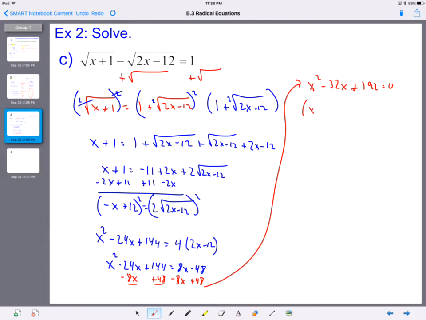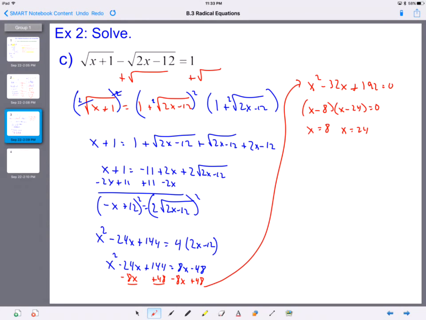So this would be x minus 8, x minus 24. And if we couldn't figure that out, we could have just done the quadratic formula or completing the square. Either way would have been fine. x is equal to 8 and x is equal to 24. So you can see when you have two radicals that don't isolate, it takes a little bit of time to get through and potentially solving a quadratic.